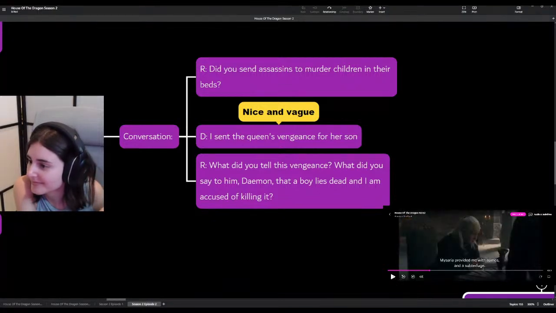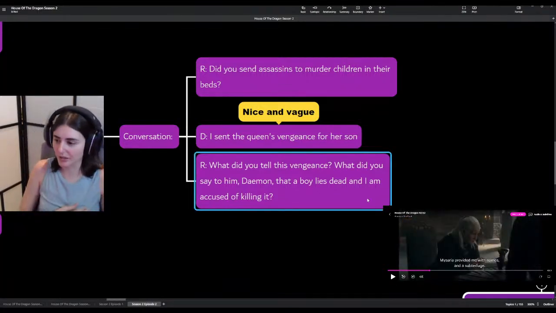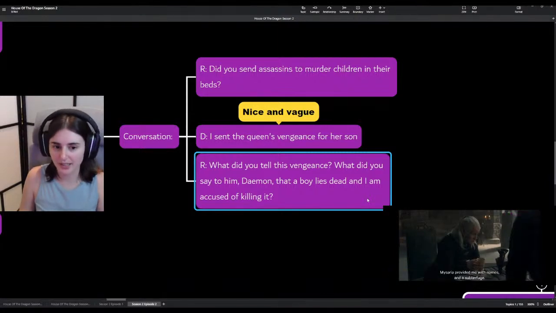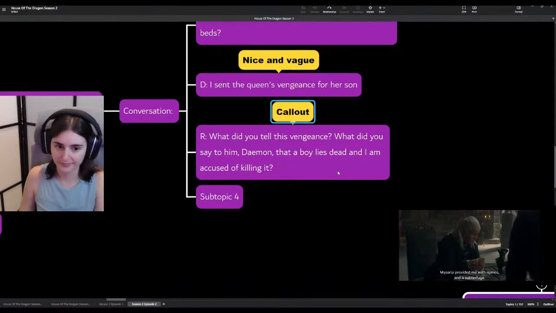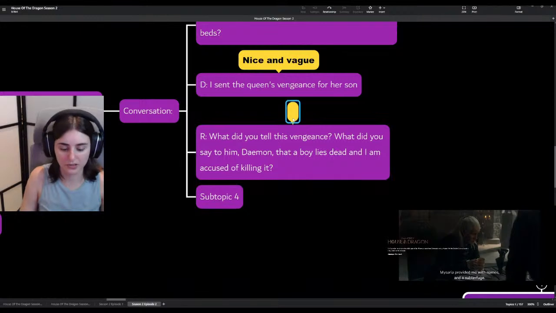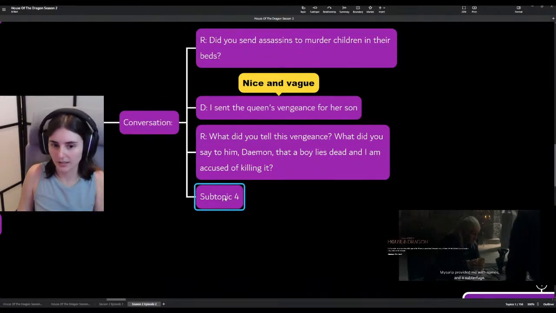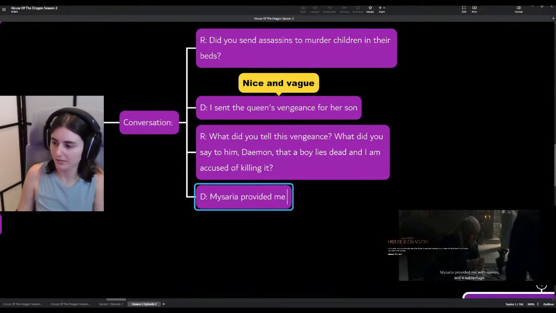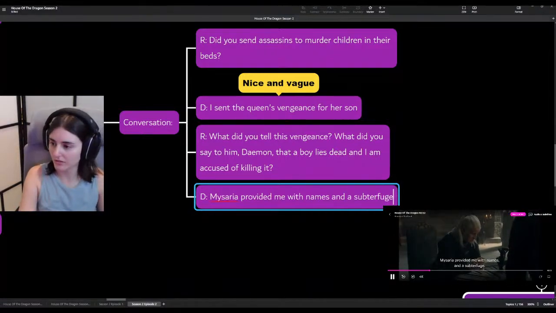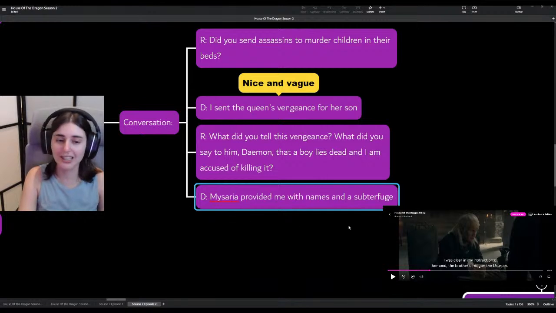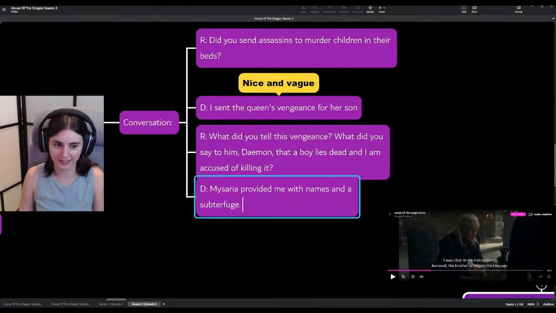Mysaria provided me. Okay, so yes, he does say, well, I'm just going to go to the names here. No, that's just adding notes for the sake of adding notes. Okay, D. And a subterfuge. With names and a subterfuge. I was clear in my instructions.